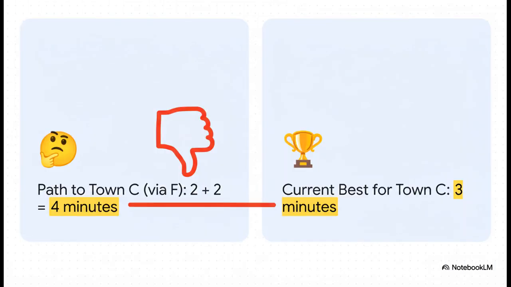Now, pay attention here because this is a really important rule. Look at the path from F to C. That road takes 2 minutes. Since it already cost us 2 minutes to get to F, the total path would be 4 minutes. But wait, our current best time for Town C is already 3 minutes. Since this new path is actually slower, we just ignore it. We only update if we find a faster route.